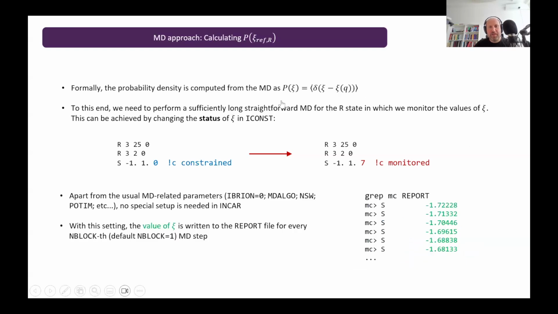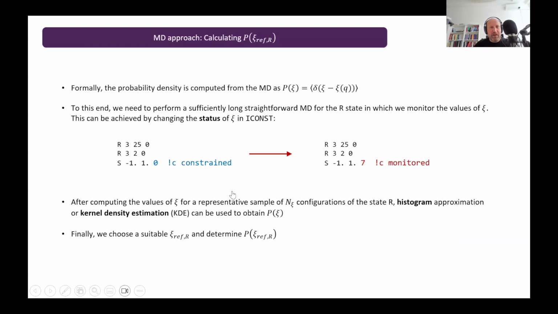So the first thing that we need to do is really to monitor and obtain values of xi for a representative sample of reactant configurations. Then we need to use some representation of probability density, and in the end choose a suitable reference reactant state and evaluate the probability density function.